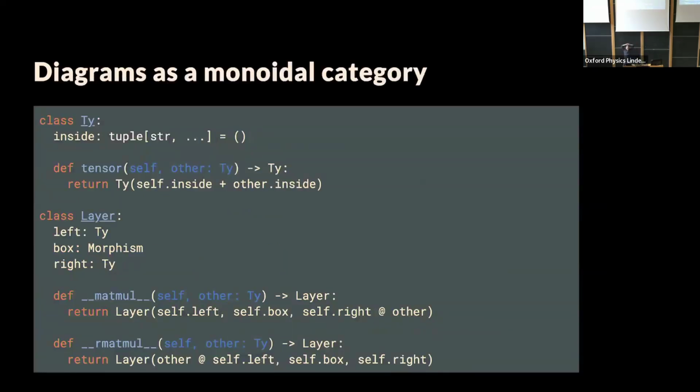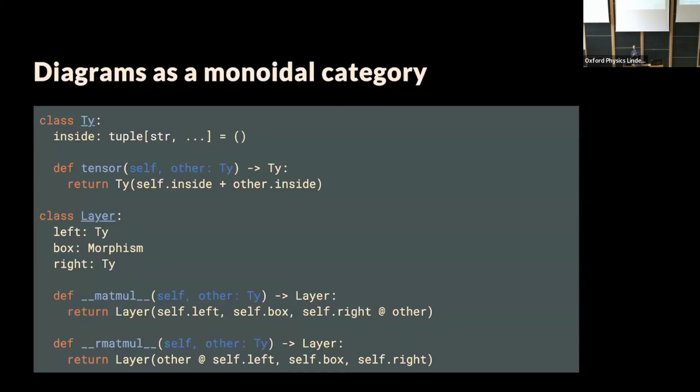So how do you implement free monoidal categories or string diagrams? First, you need a class for the objects. In this case, they're types. They're going to be a tuple of labels for each type, so strings. You can define the tensor to just concatenate the tuples.